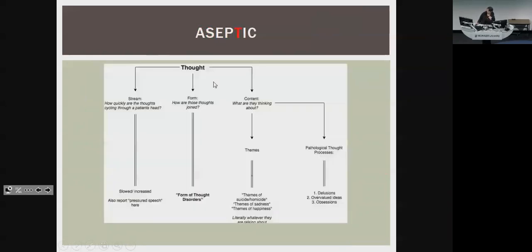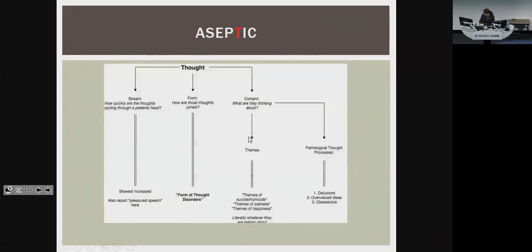Okay, so here, thought stream. How quickly are the thoughts cycling through our head? And you report that as either slowed thought stream or increased thought stream. This is also where you report pressured speech as a disorder of thought stream. So someone with pressured speech will have an increased rate of speech. They will also have an increased thought stream. And finally, they will have pressured speech. Does that make sense? The form of thought disorders, so a disorder in the way in which our thoughts are linked, we'll cover very shortly. But when we're talking about thought content, there's two things we want to cover.